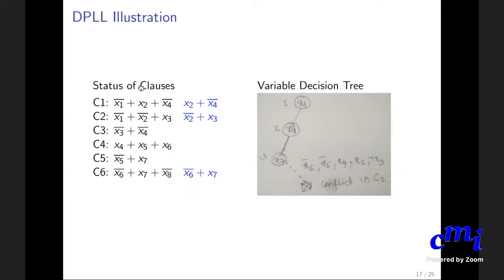The moment I make X7 to be 0, you see what will happen. This will reduce to a unit clause. So BCP kicks in when you have unit clauses. That forces the decision X0 on this. As a result of that, C5.